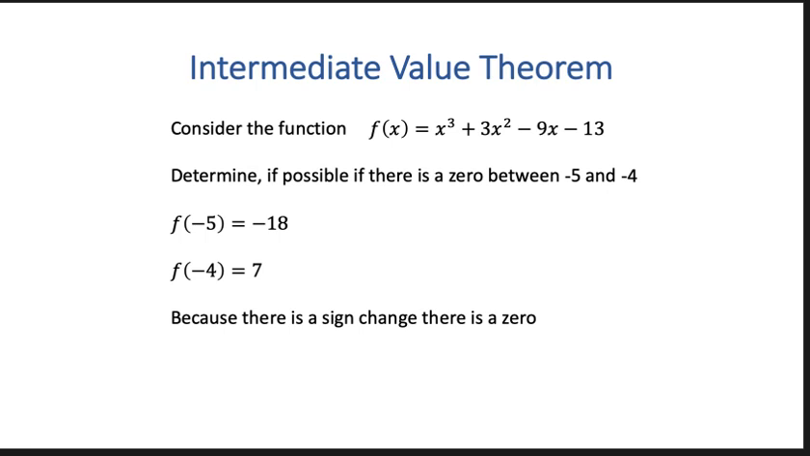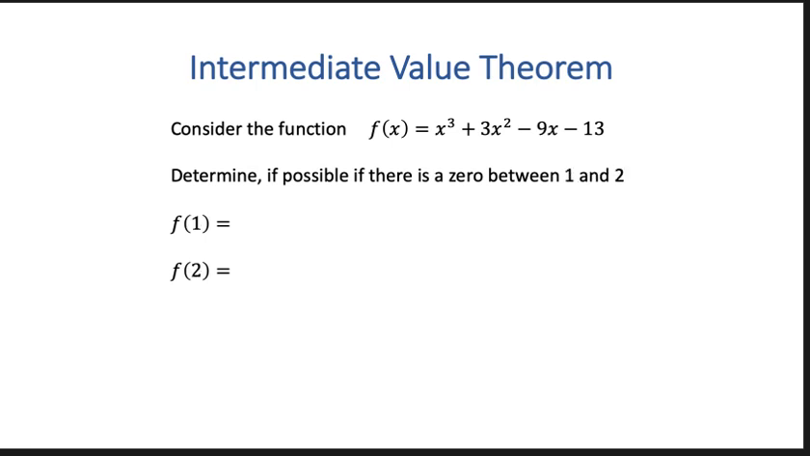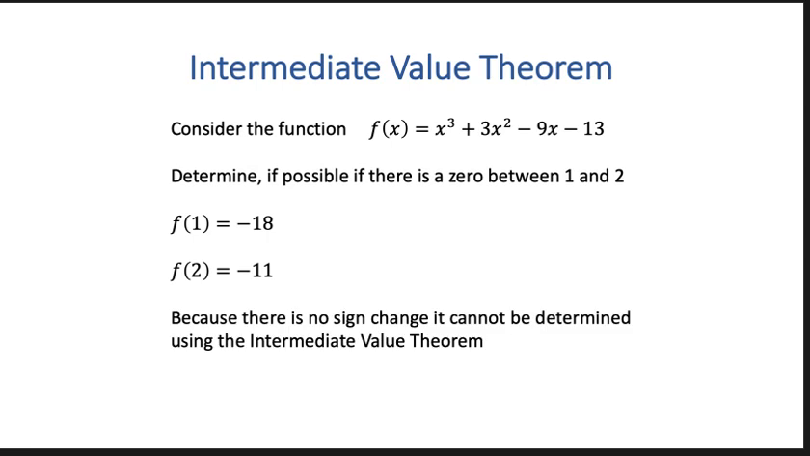Because there is a sign change, I know there is at least one 0. I don't know how many, but I know there is a 0 between negative 5 and negative 4. Okay? Try two other numbers. Determine if there is a 0 between 1 and 2. So plug 1 and 2 into that equation. When you plug in 1, you get negative 18. When you plug in 2, you get negative 11. Because there is no sign change here, it cannot be determined using the intermediate value theorem. I really just don't know.